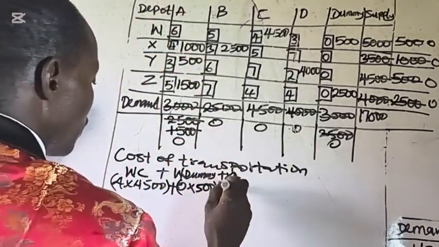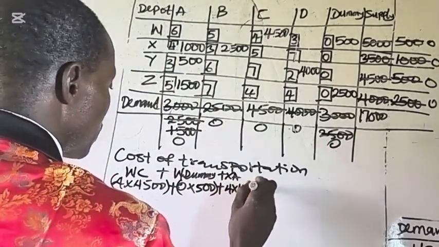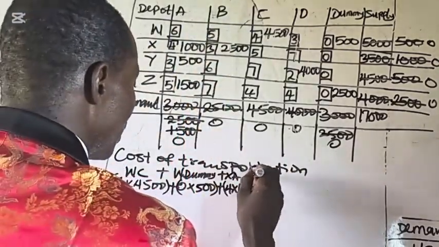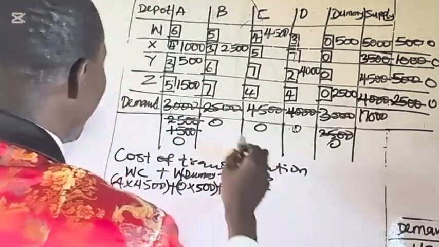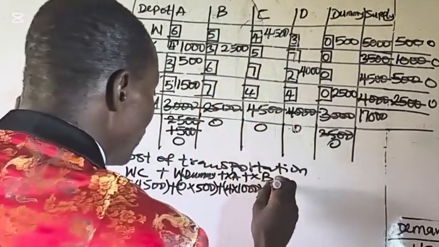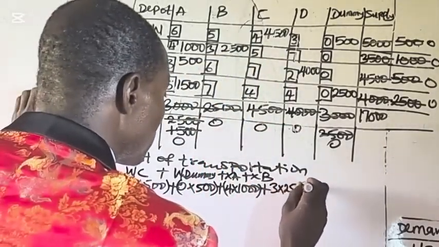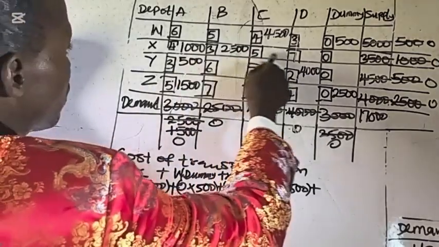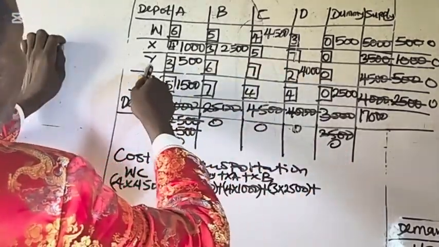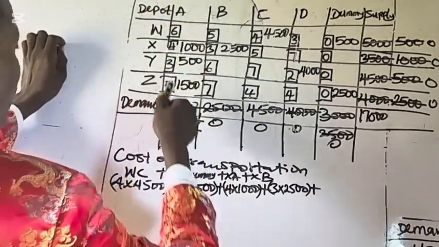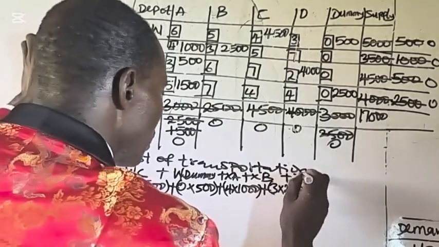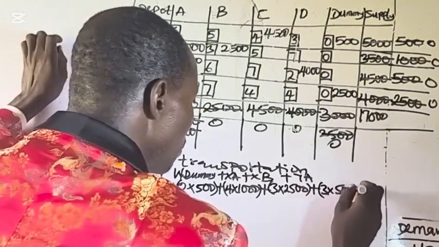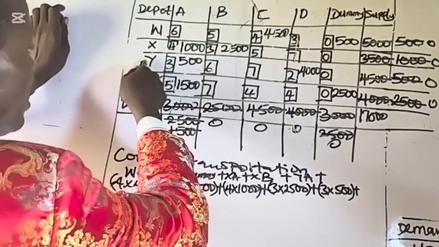4 times 1,000 plus XB. XB is 3 times 2,500 plus then we have YA, which is 3 times 500, plus YD.